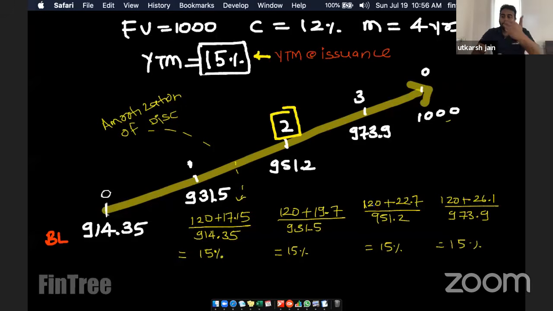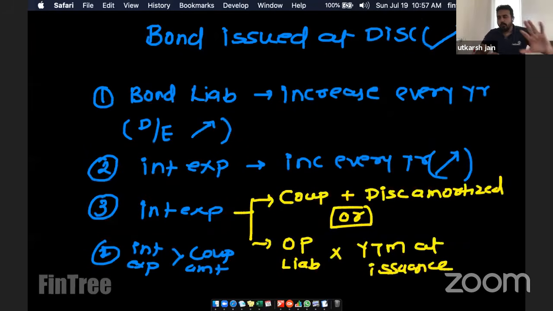But what is the amount of coupon paid? 120. So can I conclude that interest expense is higher than the coupon amount? Is that a fair conclusion? Yes. So there you go, these are the 4 areas that you need to work on. And if you've understood these 4 areas, then more or less you've understood how to account for a bond issued at a discount.